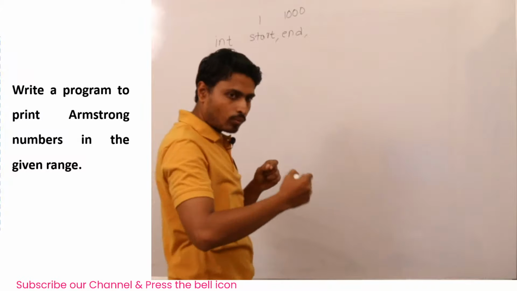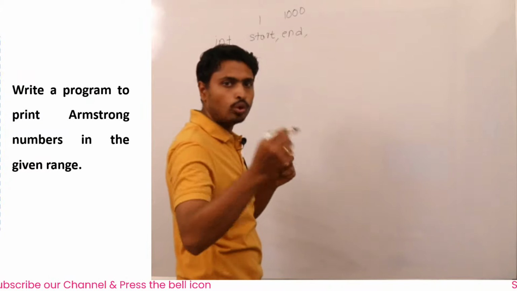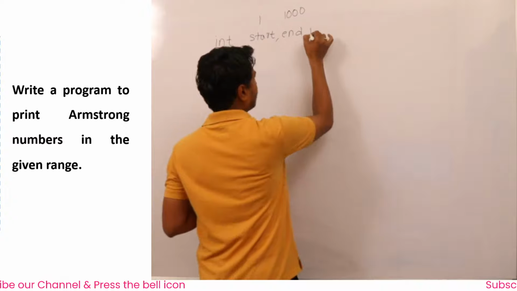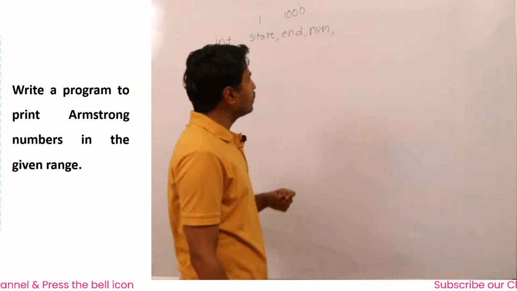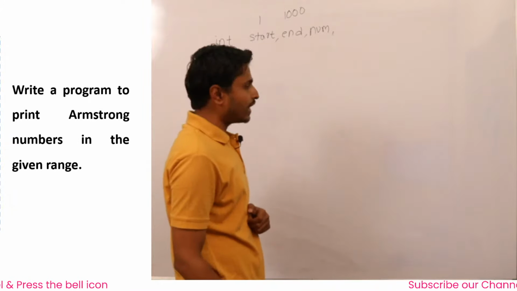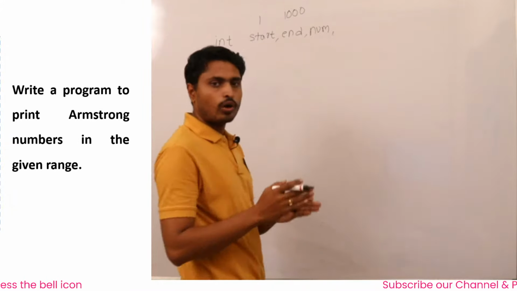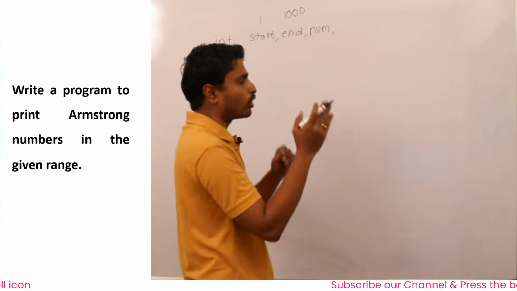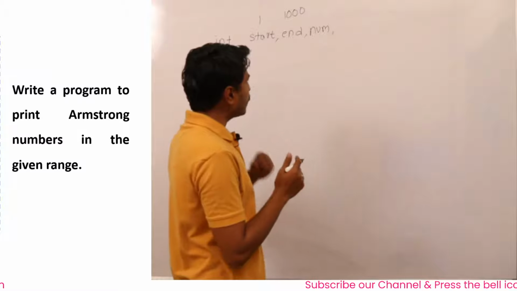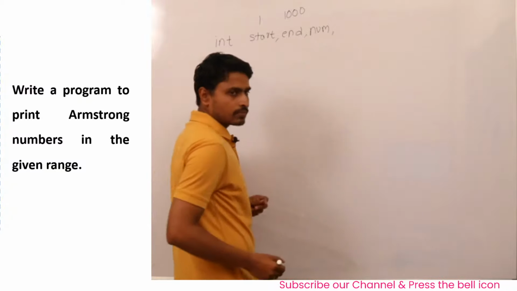So we have to start from 1 and end at 1000. One variable we will take is num, a number variable. Then we are going to check whether the addition of cubes of each and every digit is equal to the number or not. For that we'll use some more variables.